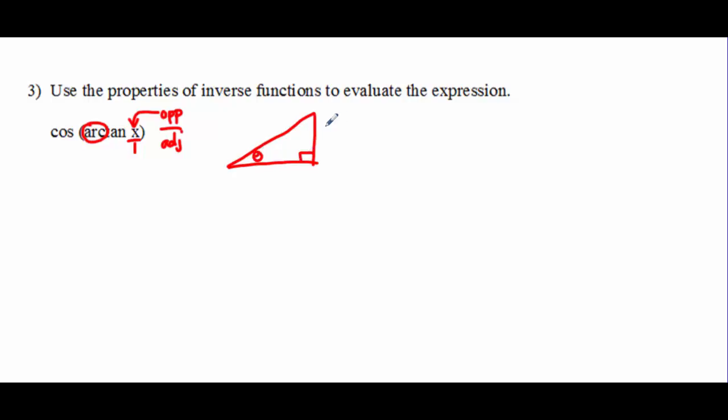I need to label an angle for my perspective, and then I need to put the opposite side as x and the adjacent side as 1, which looks like this. Then I'm going to use the Pythagorean Theorem, so 1 squared plus x squared equals my hypotenuse squared, and I'm just going to use c to represent that. So 1 squared is 1, x squared I can't do anything with, and then to solve for c squared, I need to square root both sides.